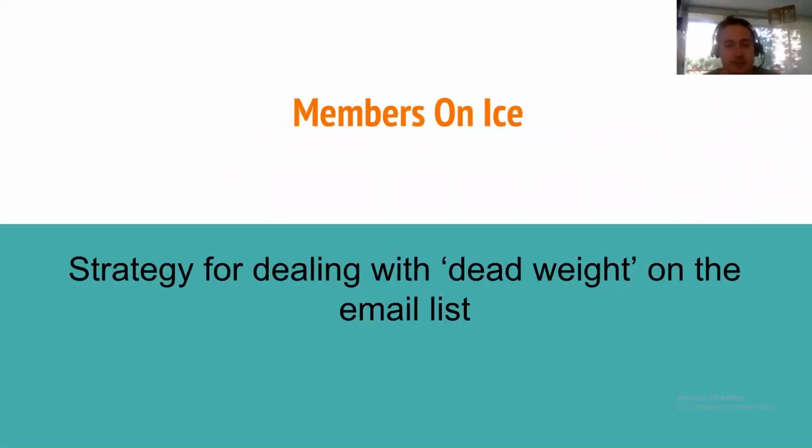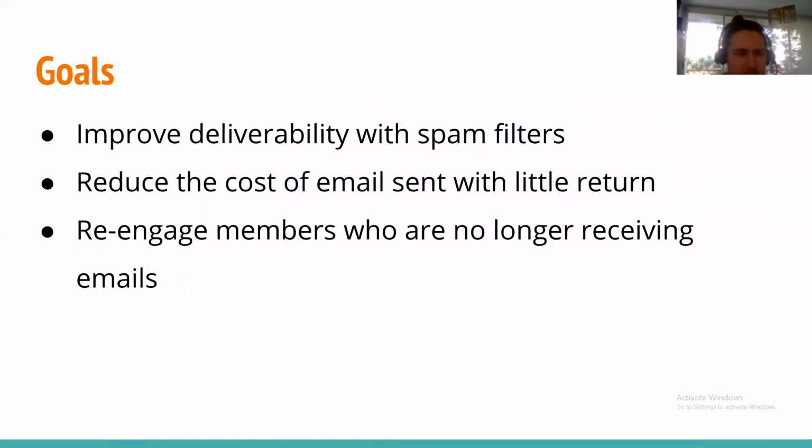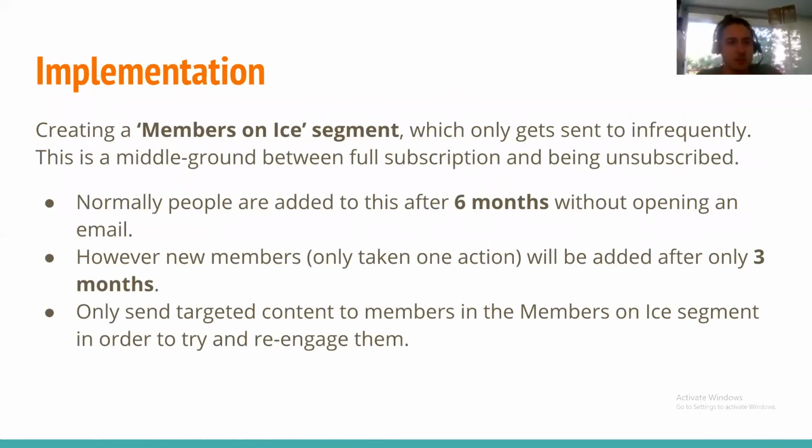So now let's talk a little bit about strategy for dealing with this kind of dead weight on your list. As I said before, we've got 3 key goals: improve deliverability, reduce costs by sending fewer emails, and try and re-engage people who are no longer reading your emails. This, in various versions, has been implemented in quite a few different organizations. Certainly something we did at 38 Degrees.